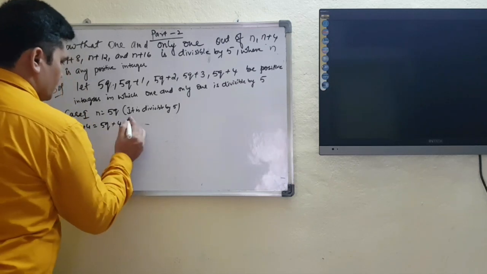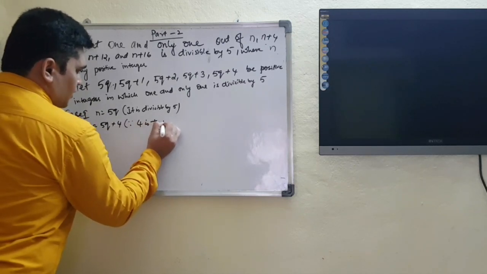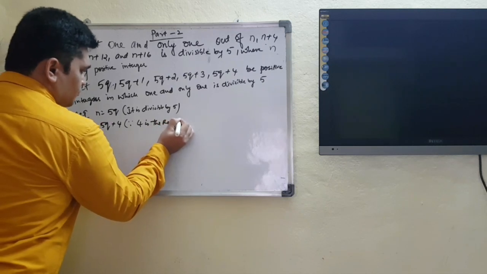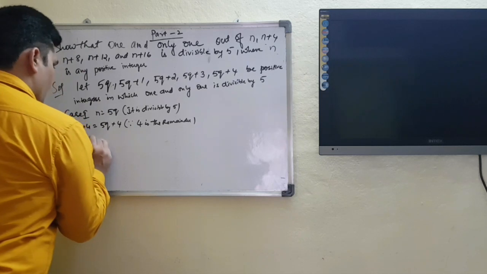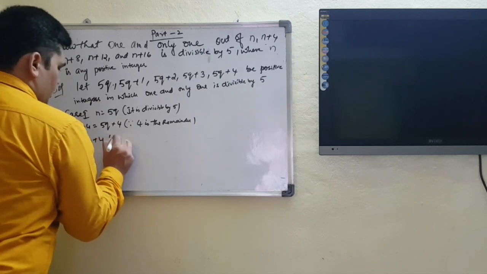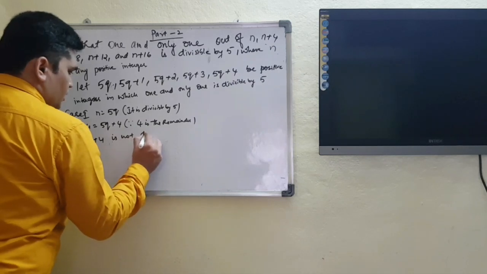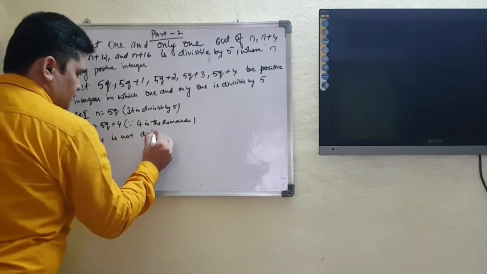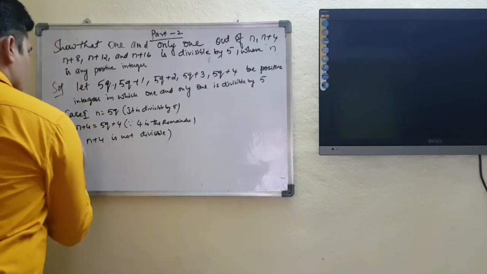If you want to write, you can write some conditions. Since 4 is the remainder, therefore n plus 4 is not divisible. Okay.